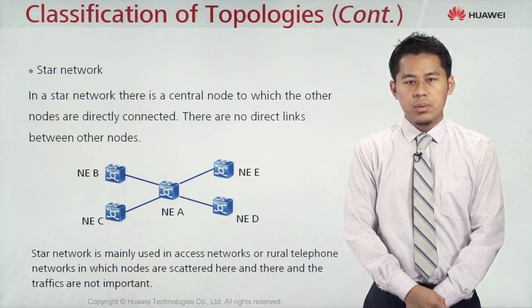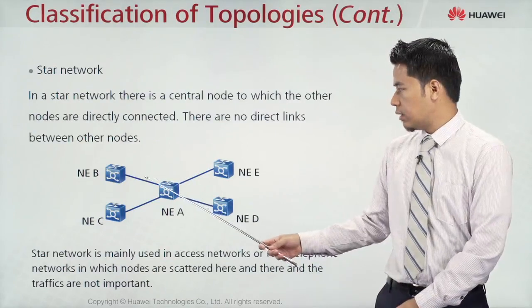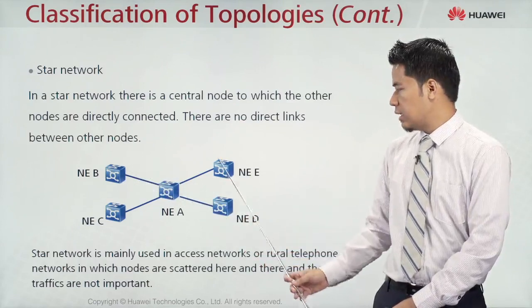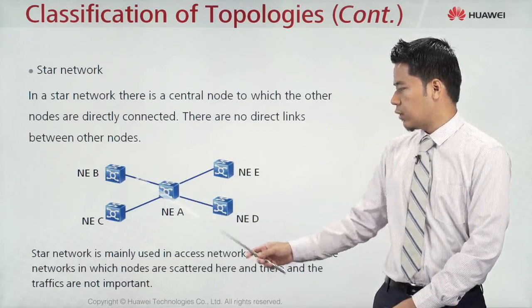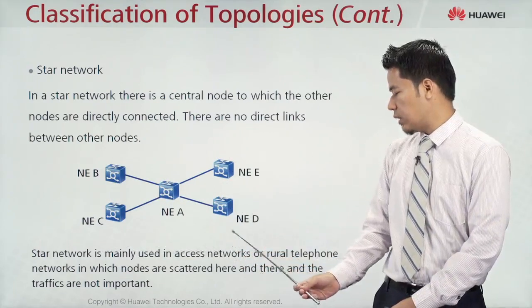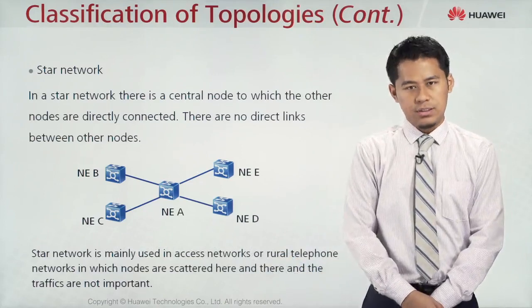Here will be another one, we call it a star network. In a star network, we have a star design. For example, we have a network A in the middle, and we have B, C, D, and also E. As you can see at the bottom here, the star network is mainly used for access networks such as rural telephones. Most of the time, it depends on your design.